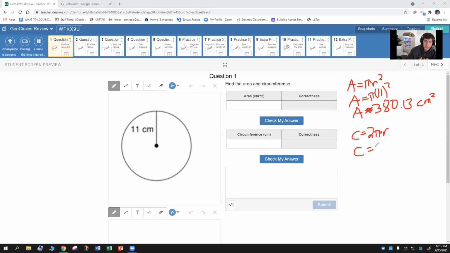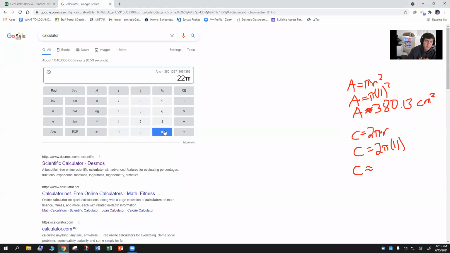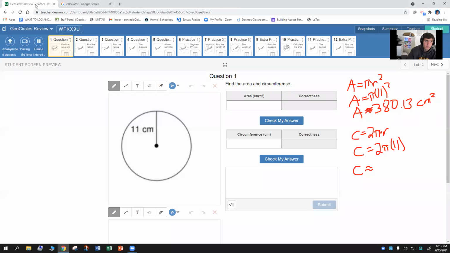Circumference is 2 pi r, so that's 2 times pi times 11. If we put that in the calculator, we'll get a rounded answer again, 22 pi, and we get 69.12 centimeters. All right, number 2.